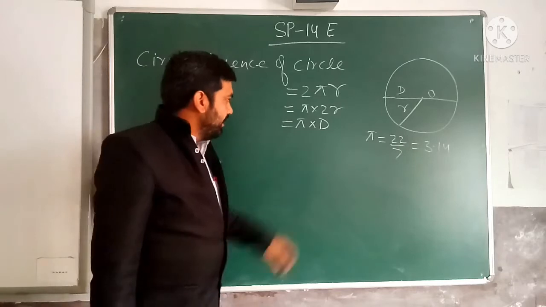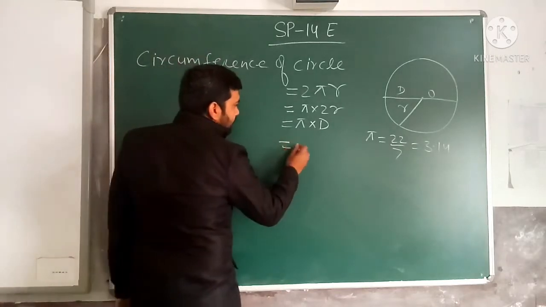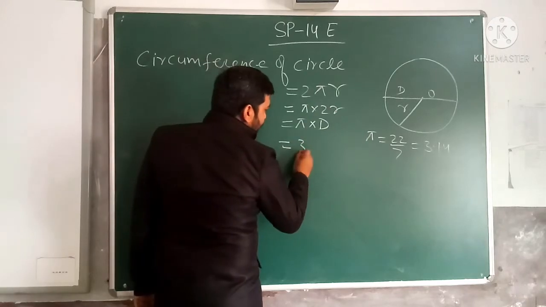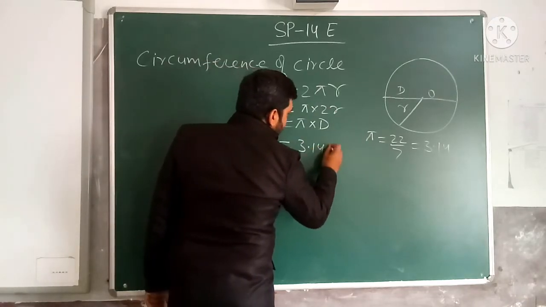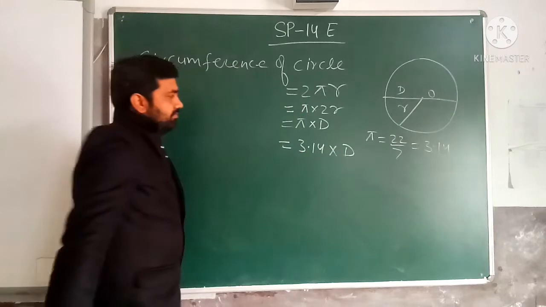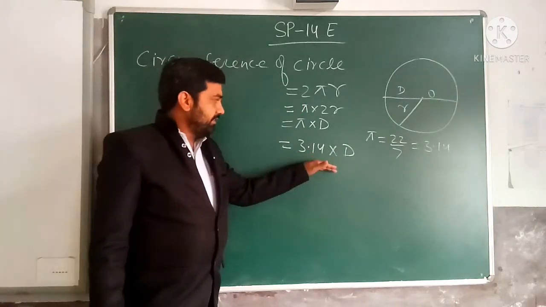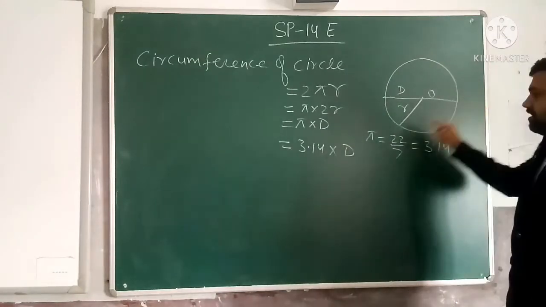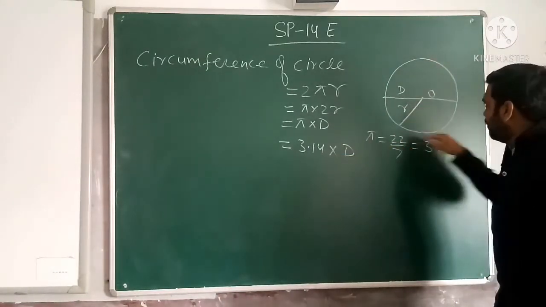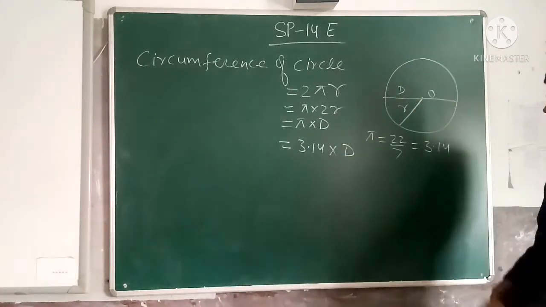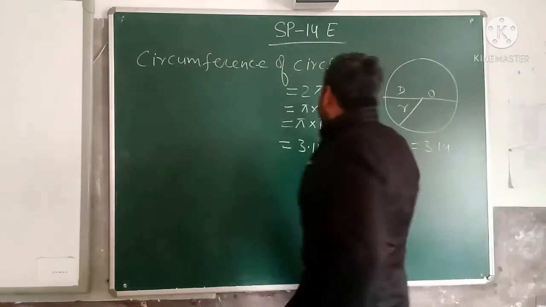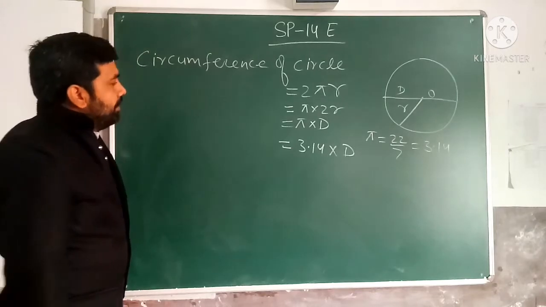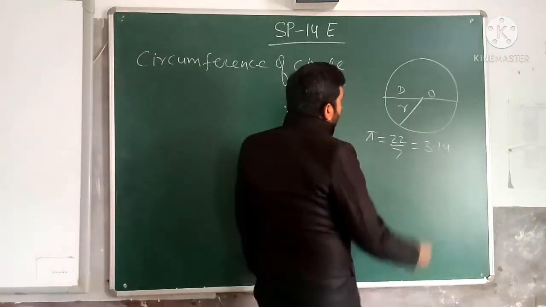So what did you get here? The boundary length of the circle is 3.14 times the diameter. Whatever the diameter of the circle, 3.14 times that is the length of its boundary that you will get. That is the meaning of this. Chord means any 2 points.